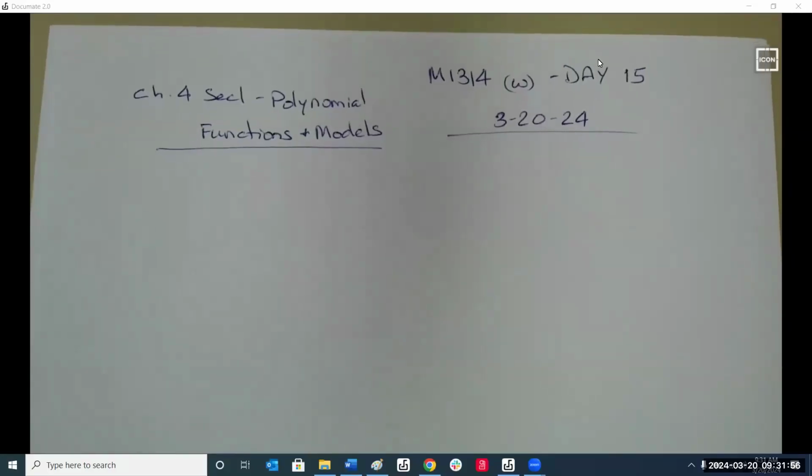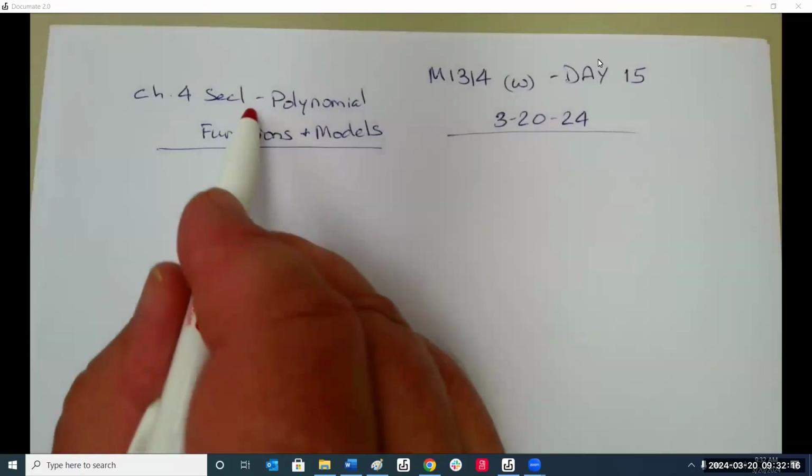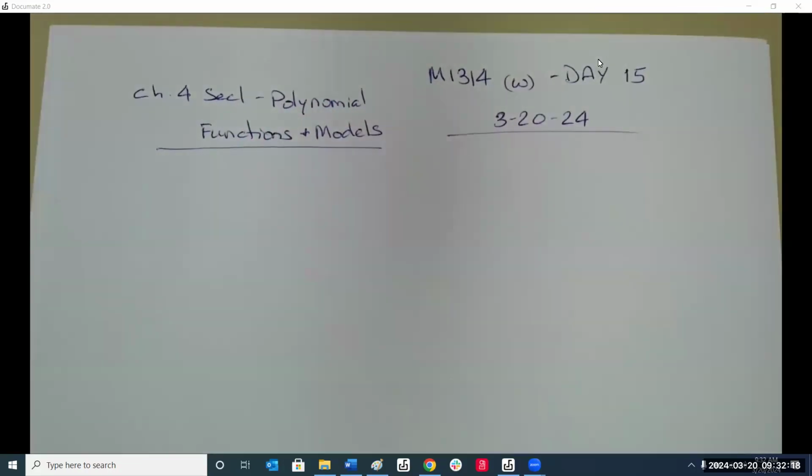All right, now we're going to start chapter 4. Of all the chapters, this is going to be the most difficult one. It's going to start off pretty easy, but then the middle gets difficult. Chapters 5 and 6 are a lot less difficult because they just have to do with properties. Section 1 deals with polynomial functions.